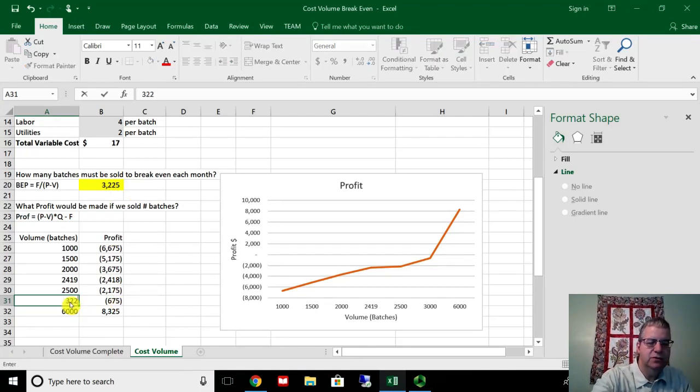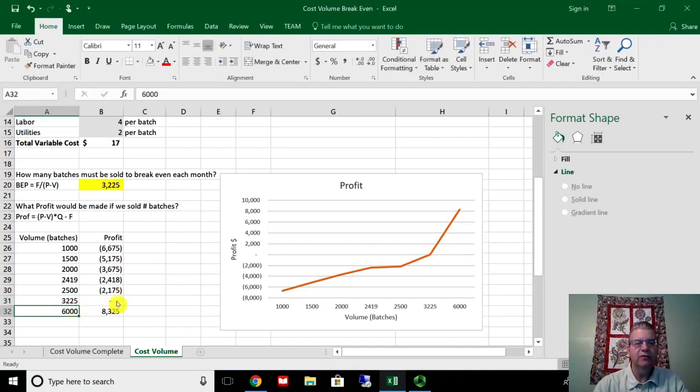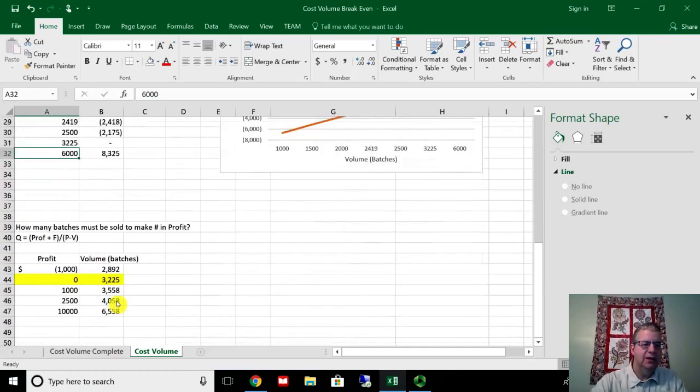If I put 3,225 in here for my volume in terms of batches, yep, I get $0 worth of profit, so that makes sense. All that kind of matches up, and same way down here, my profit and the volume required to make that profit, everything shifts a little bit now.